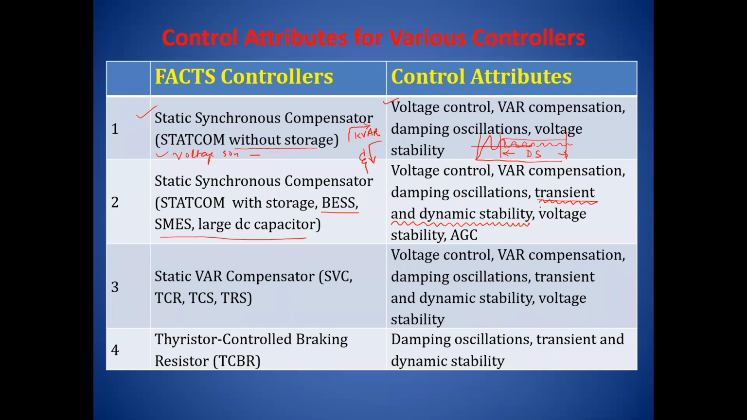This energy storage system may boost the energy during a deficit of active power, or there may be a surplus of active power, and it will improve the transient as well as the dynamic stability, voltage stability, and automatic generation control. So these are some attributes. Now, static var compensation. There are three or four types of static var compensation.